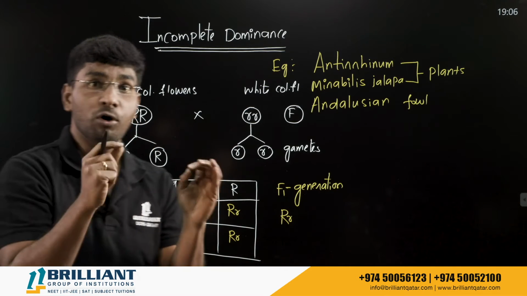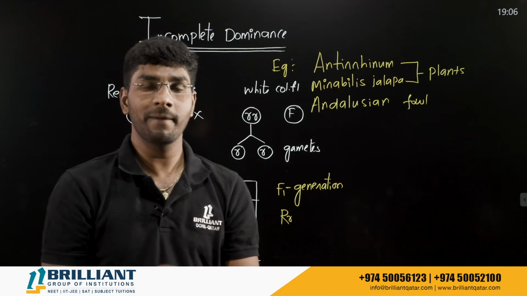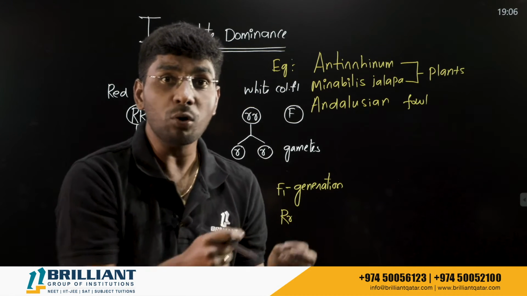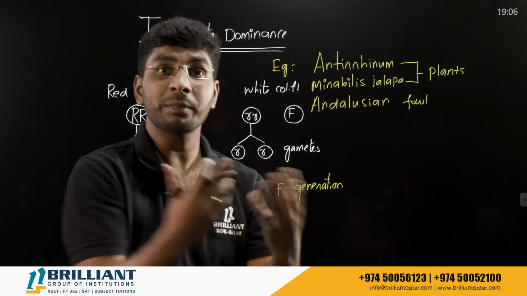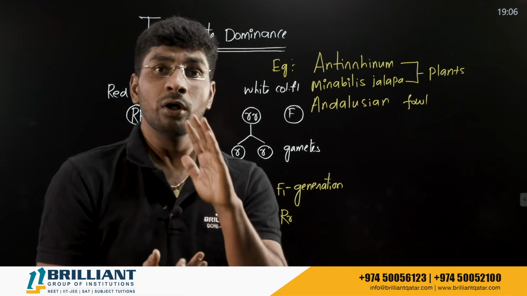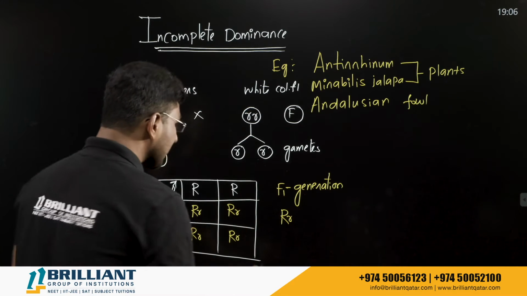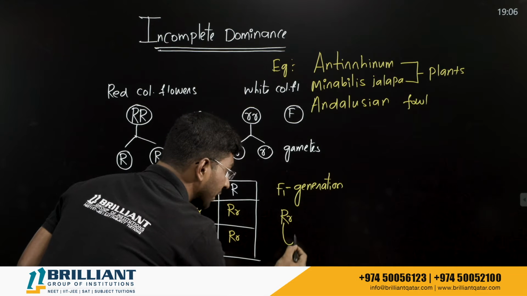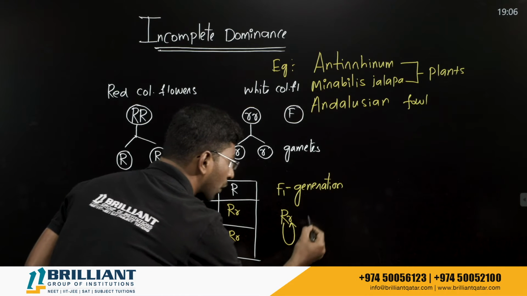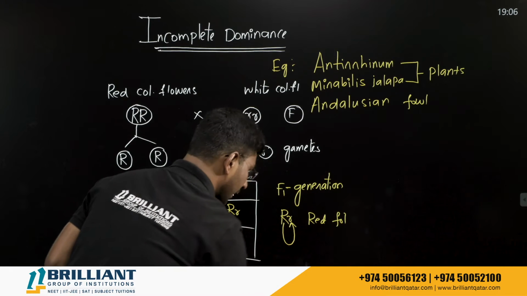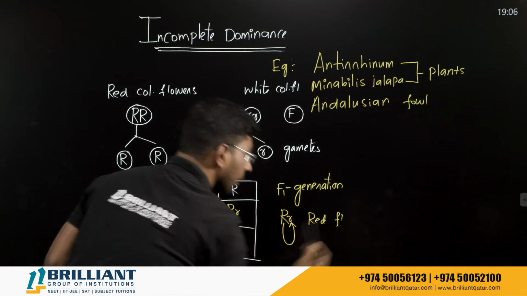We have already discussed in the Mendelian cross that, out of the two alleles, one allele is dominant over the other to express the characteristic feature or phenotype in the F1 generation. Now what happened? This capital R completely dominates the small r to form what? Red color flowers, right? Red color flowers in the F1 generation.